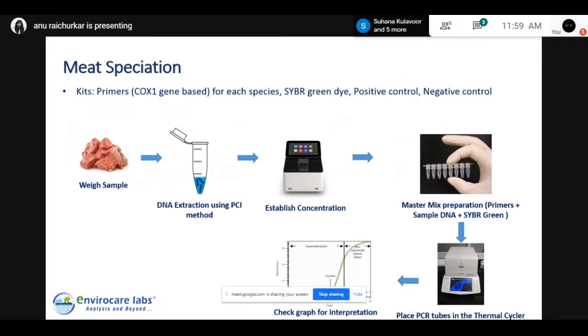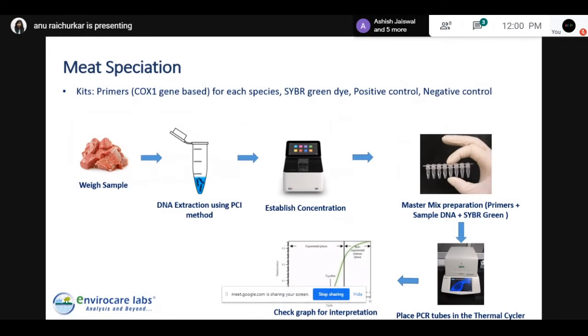Now this is based on the COX gene. The COX gene has very high resolution and is used as a molecular marker. So it can differentiate even very small or minute mutations at the species level, which is why these particular sequences are used. Again, we will use SYBR Green based probes, and of course, while running the sample, a positive and a negative control is also added.